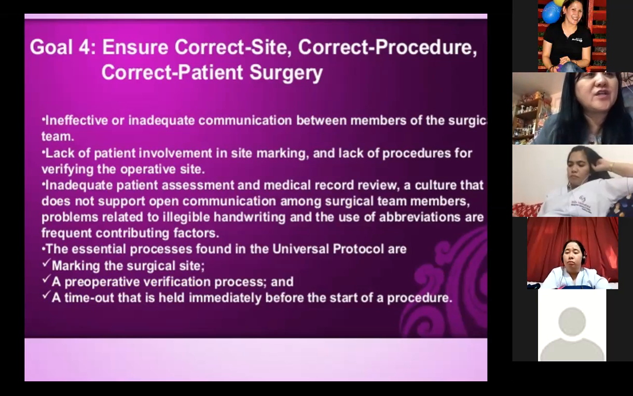And lack of patient involvement, like site marking, or lack of a procedure verifying the operation site. I think this one is for the nurses already.